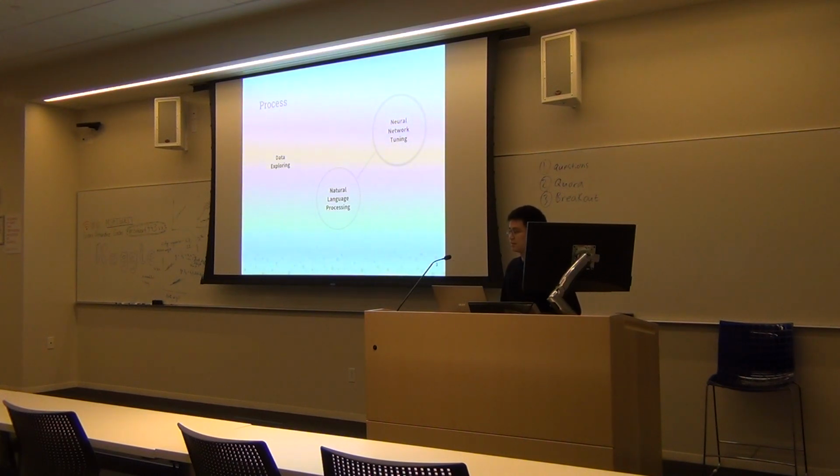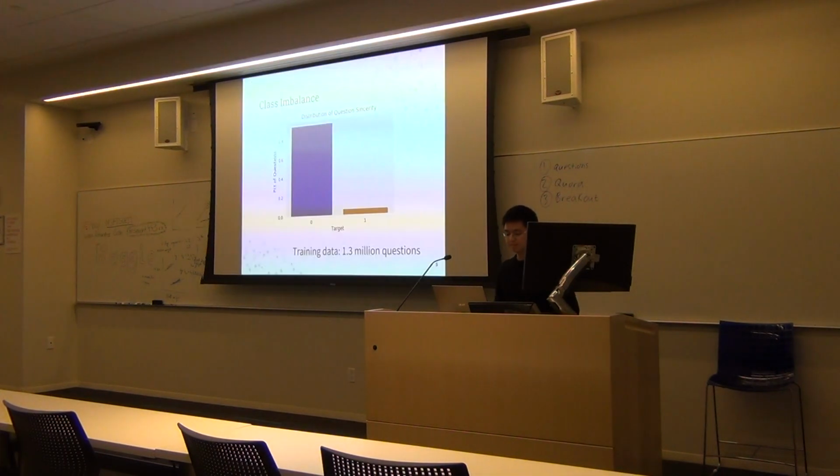First thing is to do some data exploration to see what's in your data. And since this is text data, we're going to do some natural language processing. And finally, I'm going to build and tune a neural network because it's shown to be pretty effective in dealing with text sequences. First step to any problem is just to get to know your data.